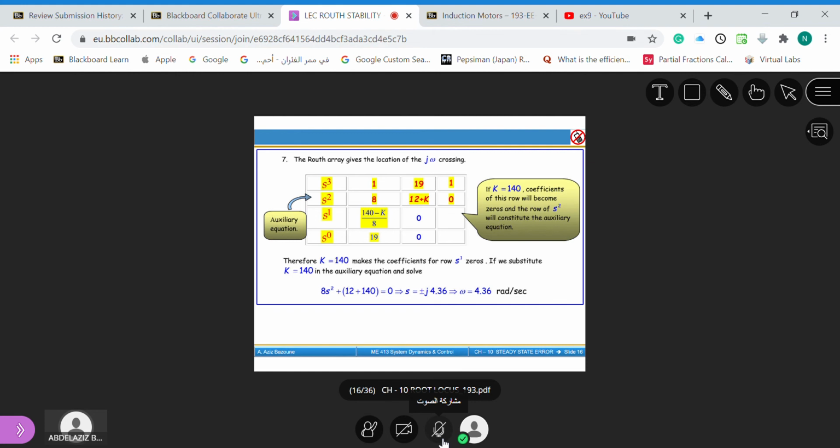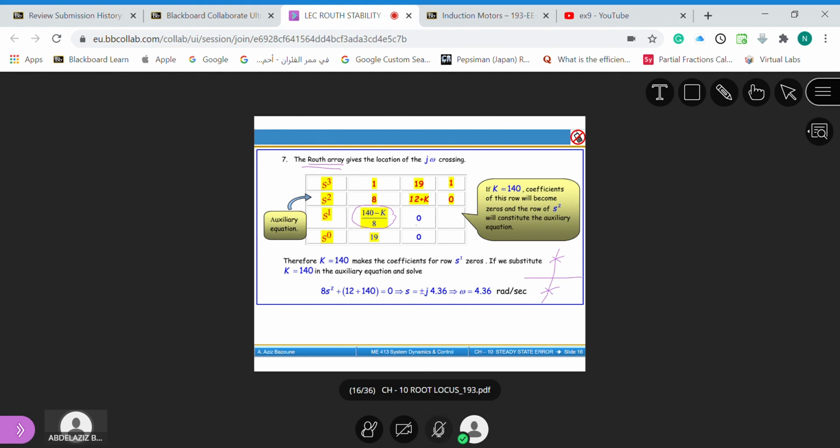When the poles are pure imaginary, you remember we said this case can happen when we have the poles located like this or like this. We will have a row of zeros. This row of zeros, we can get it from here. If we form the Routh array from the characteristic equation, this can be 0 when k is equal to 140. If k is equal to 140, this will be 0 and this will be 0.